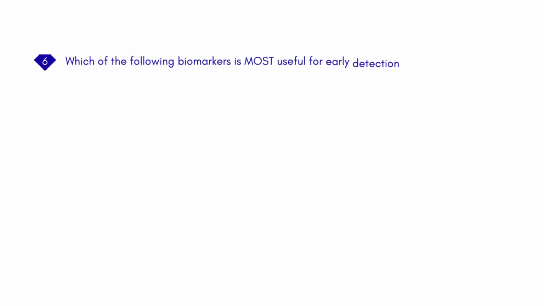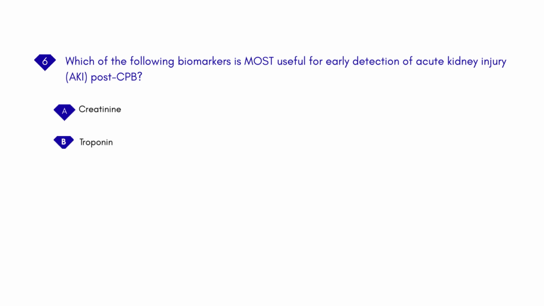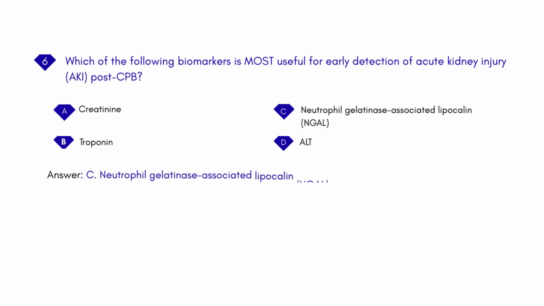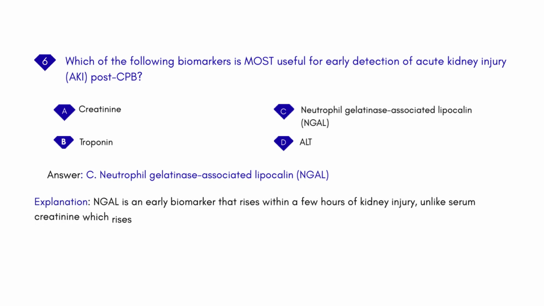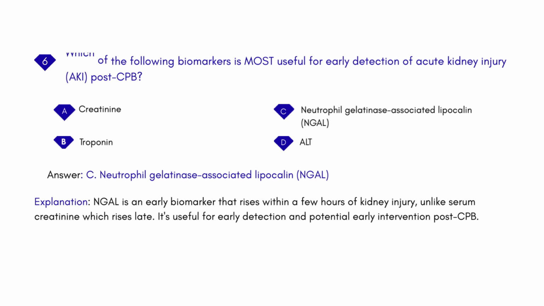Which of the following biomarkers is most useful for early detection of acute kidney injury, AKI, post-CPB? A. Creatinine. B. Troponin. C. Neutrophil gelatinase-associated lipocalin, NGAL. D. ALT. Answer: C. Neutrophil gelatinase-associated lipocalin, NGAL. Explanation: NGAL is an early biomarker that rises within a few hours of kidney injury, unlike serum creatinine which rises late. It's useful for early detection and potential early intervention post-CPB.